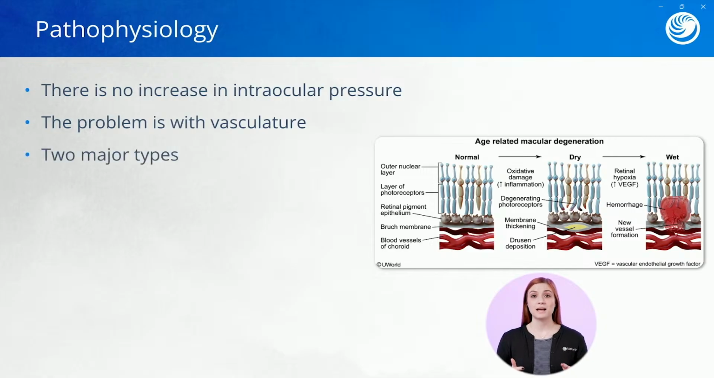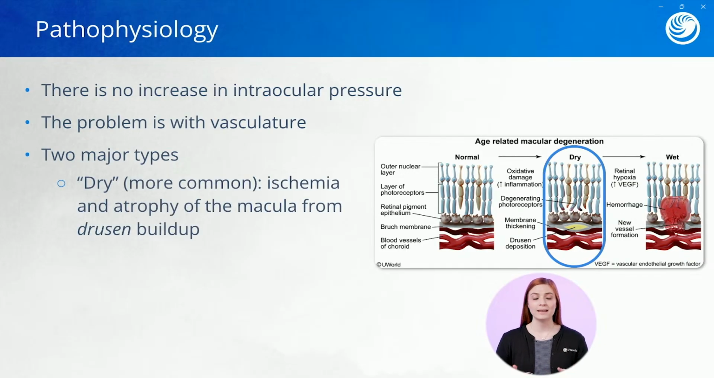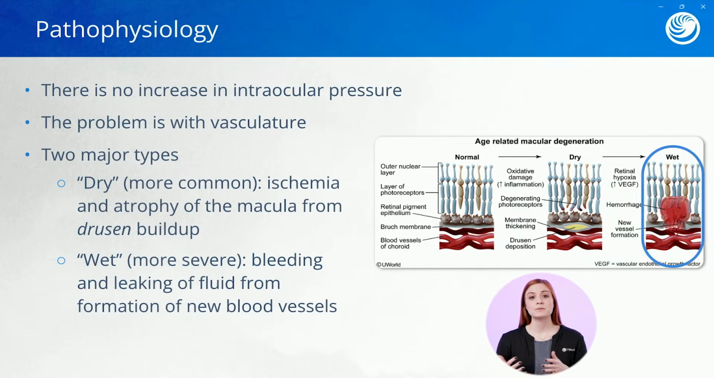There are two major types of AMD. The first and more common of the two is dry. This is ischemia and atrophy of the macula from drusen buildup. Drusen are protein and lipid buildups in the eye. As you can see in the graphic here, the membrane begins to thicken, and as the membrane thickens, blood supply is decreased. Dry AMD can eventually progress to wet AMD, which is a more severe type.